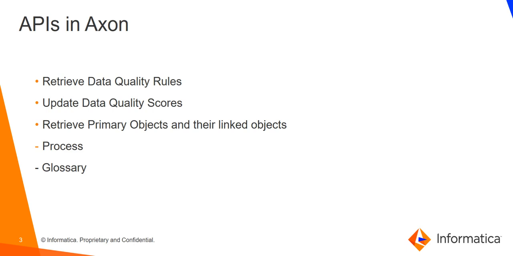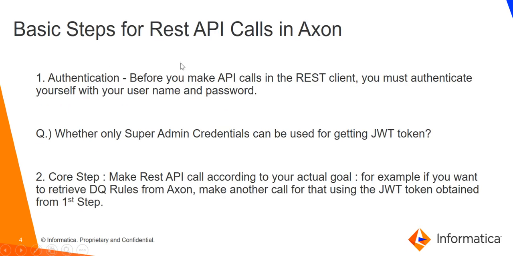Then the third thing that we can do using REST API calls is to retrieve primary objects and their linked objects. Currently in this version of Axon, that is 5.4, we can retrieve two types of primary objects, that is process and glossary. Suppose, for example, I have a process named KYC in my instance and I want to retrieve all information regarding that process. That is the basic information regarding that process as well as the other objects linked to that particular process, KYC. For this purpose, I can use a REST API call.